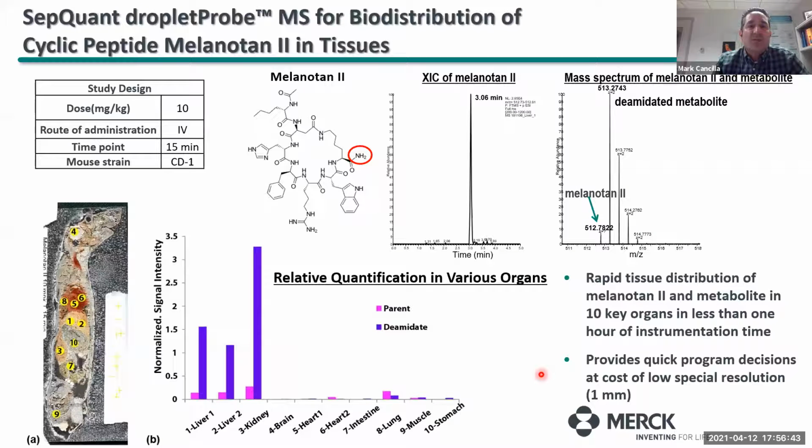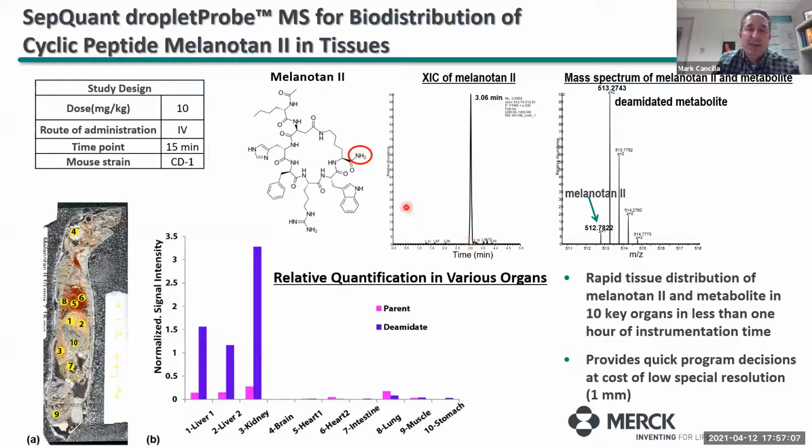I'm going to quickly go over the melanotan-2 example, where this was also dosed at 10 mg per kg IV, quick time point, 15 minutes. You can see we can do this really quick chromatography using HRMS and UPLC. So the total runtime is only about, I think, 5 to 10 minutes. You can see the peak easily coming out at about 3 minutes.